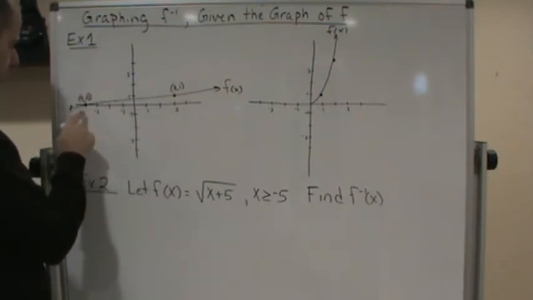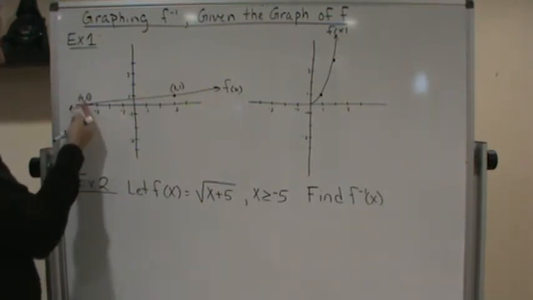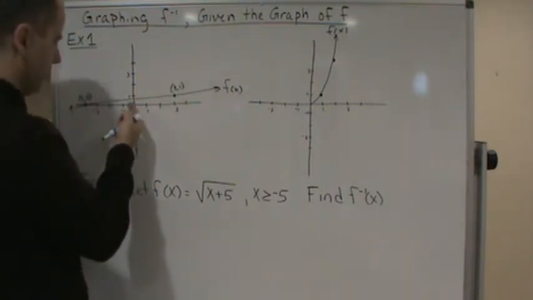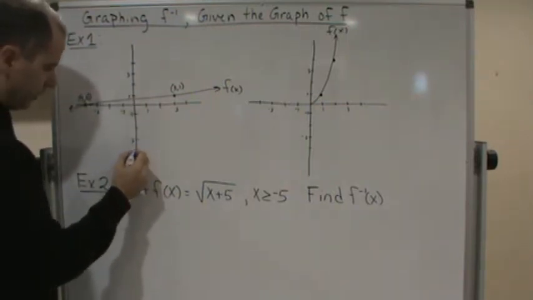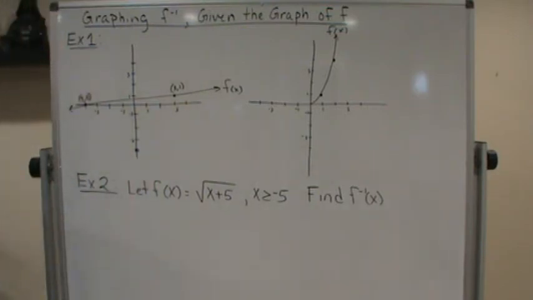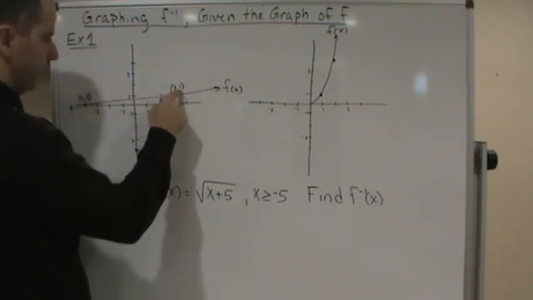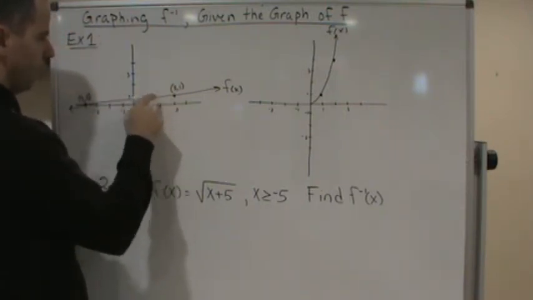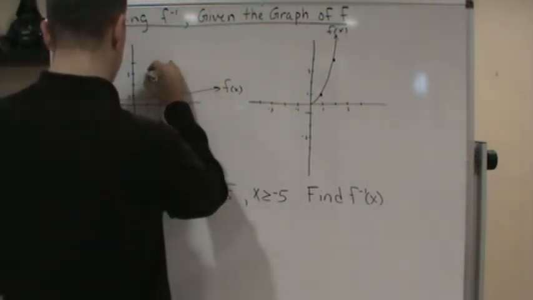So notice that this ordered pair is -4, 0. And if we interchange those, we get 0, -4. So if we go to 0, -4, that's going to put us down here. And if we look at this point here, 3, 1, and we interchange those two coordinates, we get 1, 3. So 1, 3 is right here.